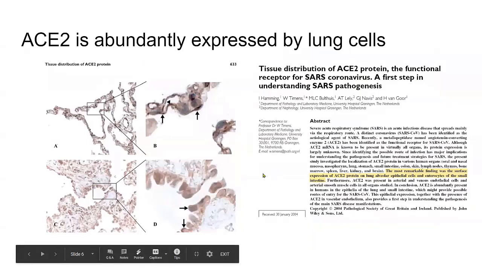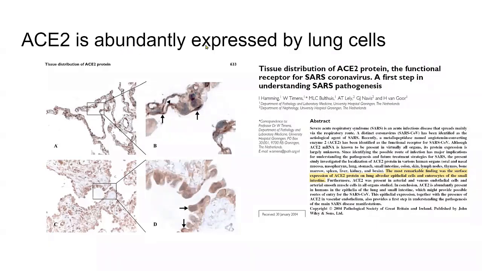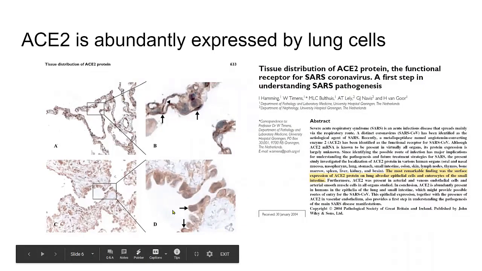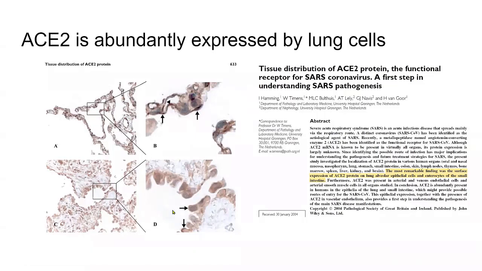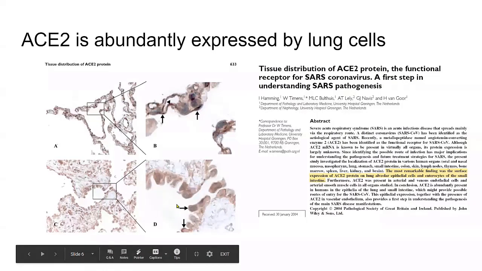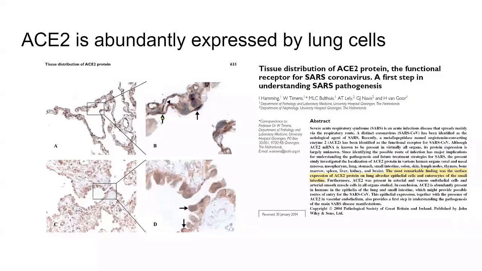So this protein, ACE2, as the title of my slide says, is abundantly expressed by lung cells. Not every cell puts ACE2 on its surface. This picture probably doesn't mean much to you, and realistically, if I just had the picture, I don't know what it says. But the authors of the paper are pointing out, look at these dark spots here, which show the presence of this protein, ACE2.